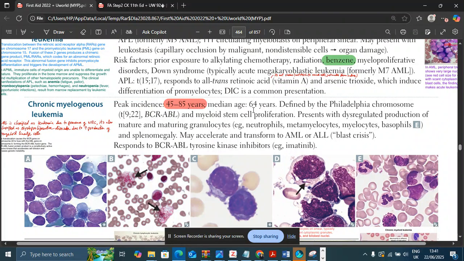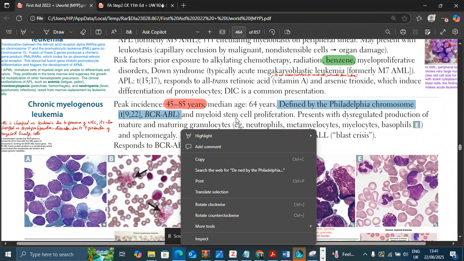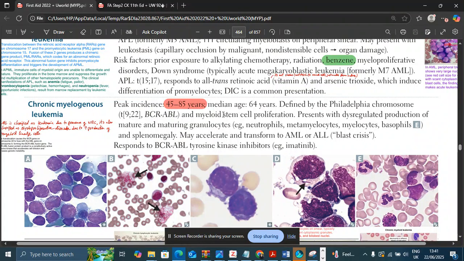Median age is 64. It is defined by the Philadelphia chromosome, 9;22 translocation, BCR-ABL proto-oncogene. This is very, very high yield. Philadelphia chromosome, CML. It is a myeloid stem cell proliferation. It presents with dysregulated production of mature and maturing granulocytes. Granulocytes means myeloid cells. We'll see neutrophils, metamyelocytes, myelocytes, and basophils in the peripheral smear.